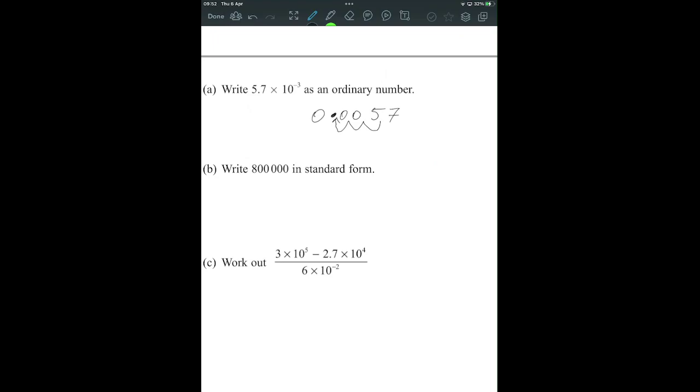800,000 in standard form. Pick a number between 1 and 10, which is going to be our 8. And then count how many decimal places you had to have moved. 1, 2, 3, 4, 5. Times 10 to the 5.